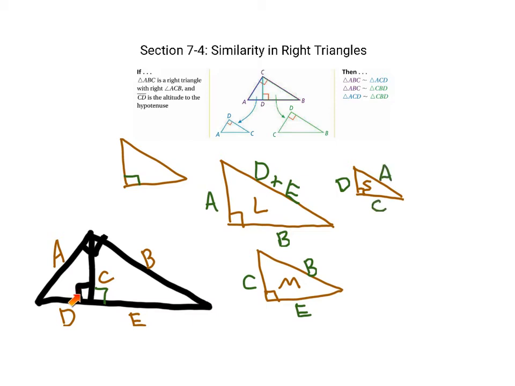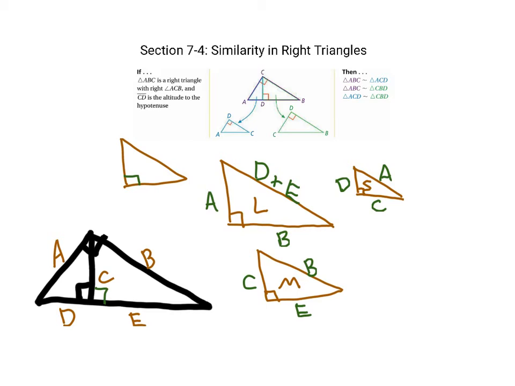remember back to right triangles, the hypotenuse is across from your right angle. The hypotenuse here is A. So now I've taken my starter triangle and I've created 3 separate pictures from there: the small triangle, the medium triangle, and the large triangle.